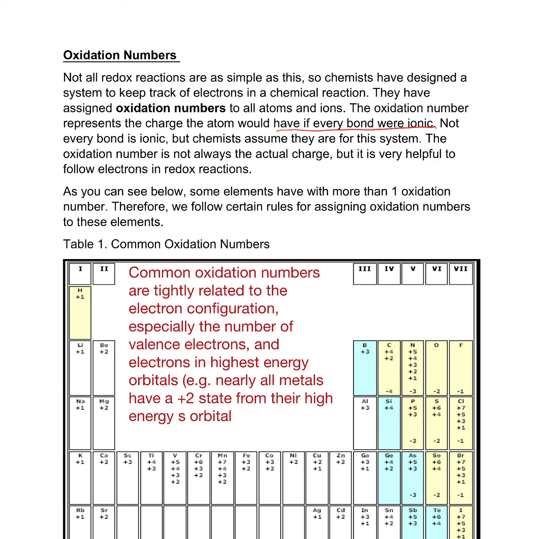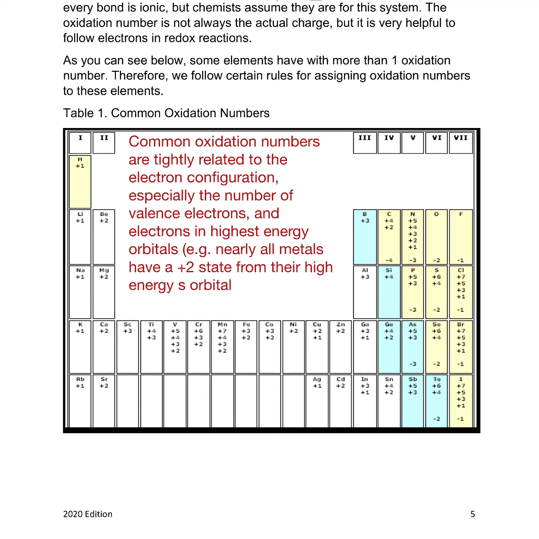Here on the periodic table, we'll find the common oxidation numbers. These common oxidation numbers are tightly related to the electron configuration that we learned in the first unit, especially tightly related to valence electrons and the electrons in the highest energy orbitals. So for example, nearly every metal here has a +2 oxidation state, and that's because nearly every metal has an s orbital that has 2 electrons in it.